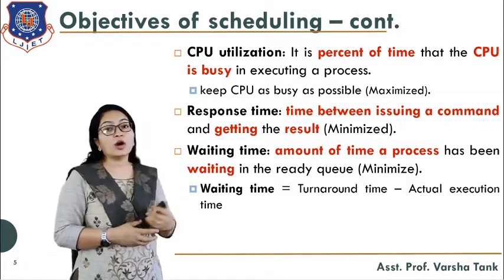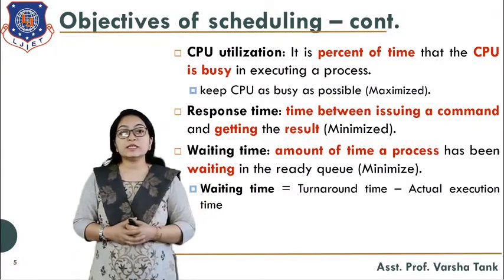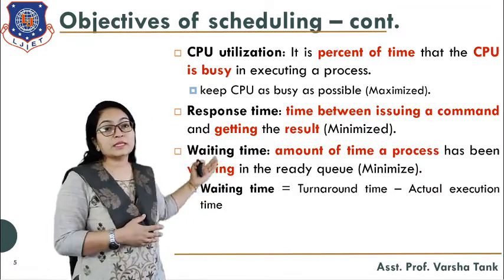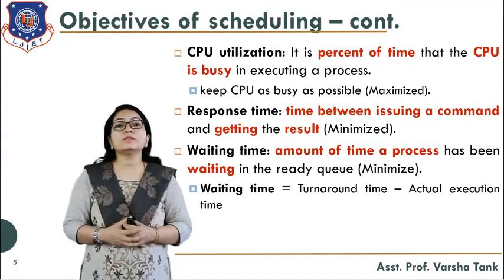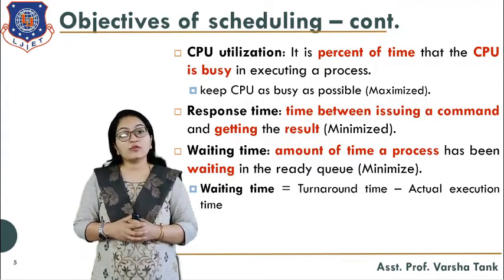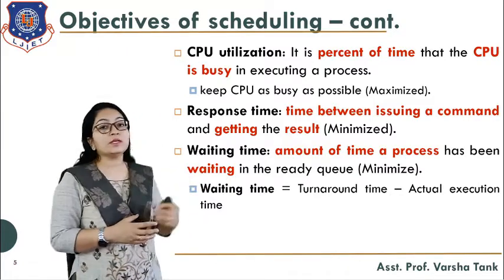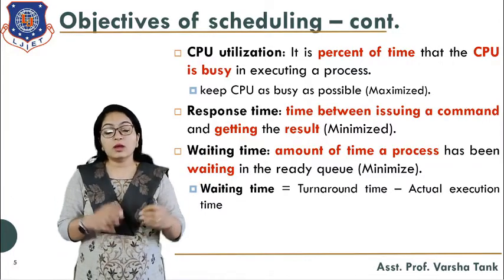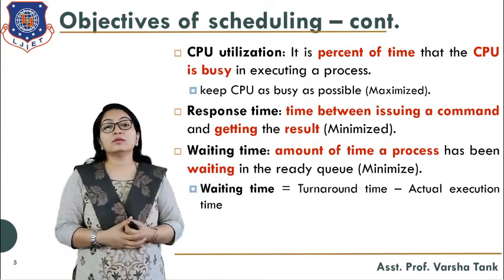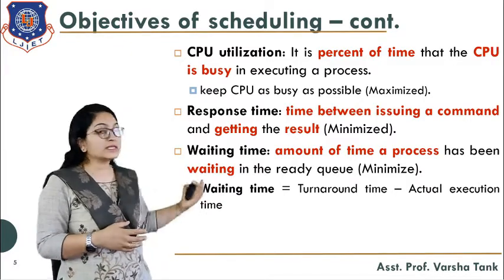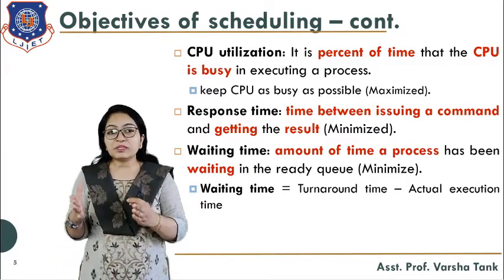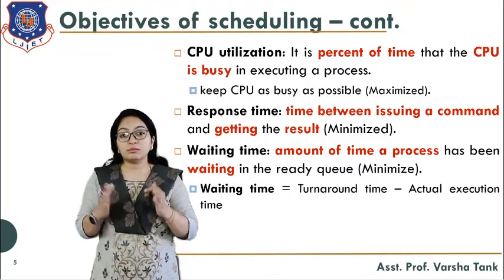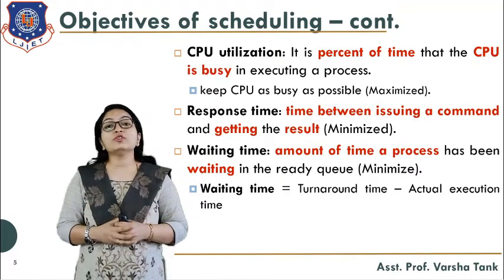Now, the next goal of scheduling is CPU utilization. CPU utilization should be high. That means it is the percent of time that the CPU is busy executing a process, so keep the CPU as busy as possible. CPU utilization may be much higher in this process scheduling algorithm. Then next is the response time. It is the time between issuing a command and getting the result, and that is to be minimized. So response time should be minimized.